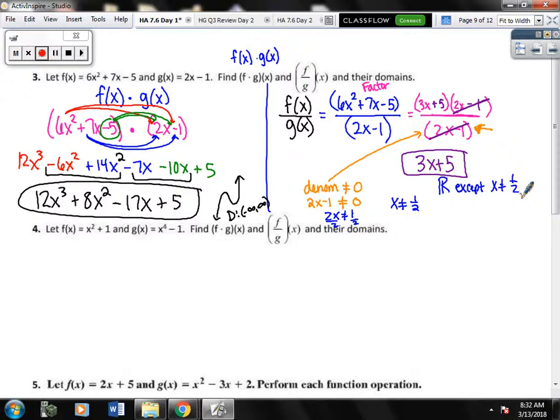Or you can use interval notation. This is probably how most of you will prefer this way. But the interval notation would be negative infinity to 1/2. And you would put a parenthesis because you don't want it to actually ever touch 1/2. And then you'd have to put a union symbol, which is a U, which unites it with another set. And this would go from 1/2 to infinity.